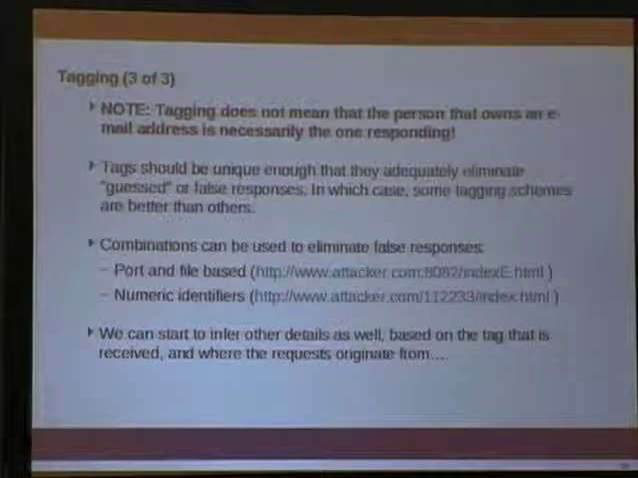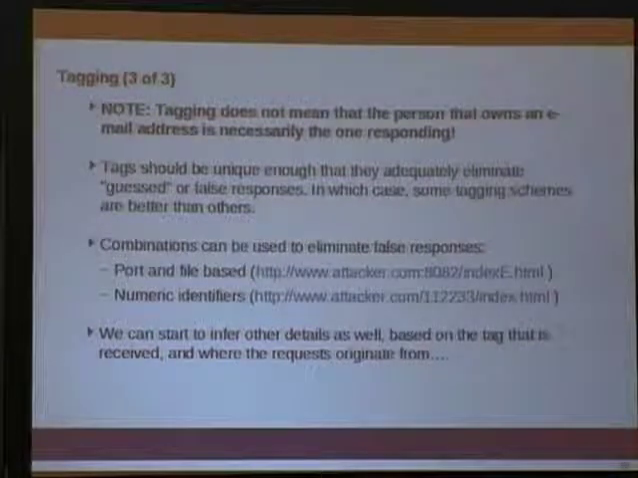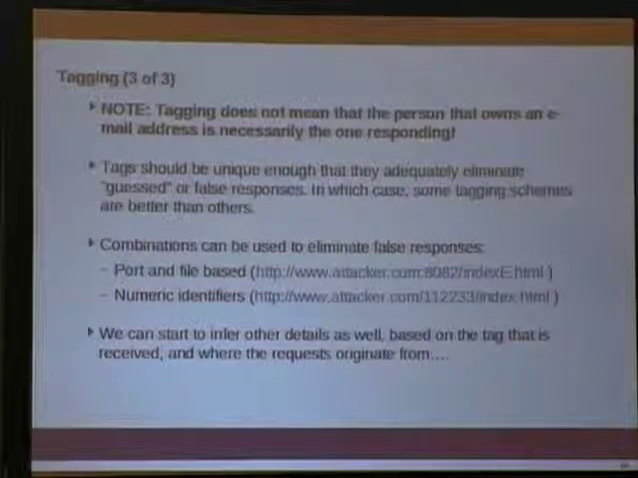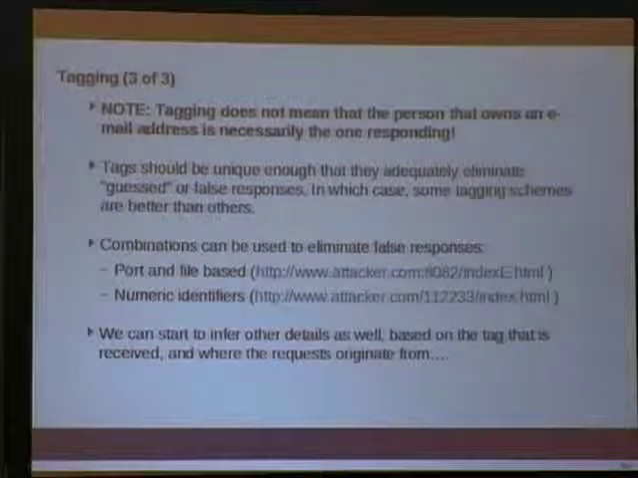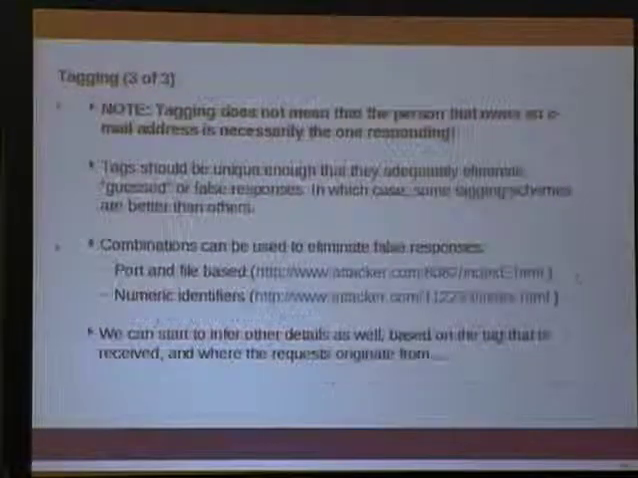You can use combinations of these various tagging schemes to start isolating some of these. For example, you can use port-based and file-based. So the odds of someone running a port scanner on you and also requesting indexe.html is somewhat less. You can use numeric identifiers, so you give every email a unique number that's most likely not going to be guessed by random people. You can start to limit the false responses. But as we can see, we can start to infer other details about what's going on.